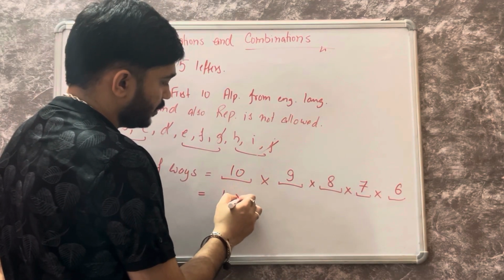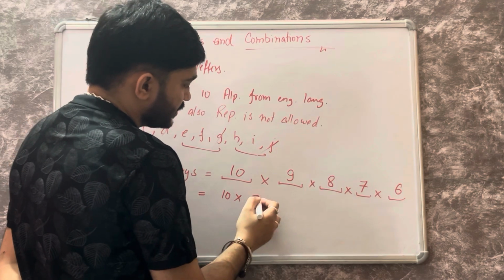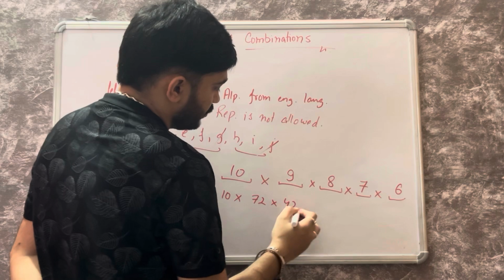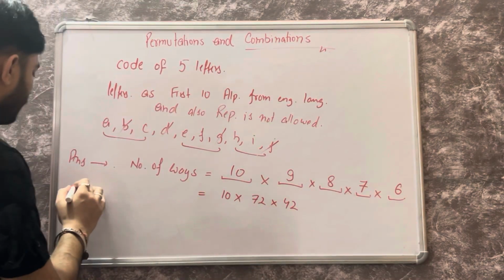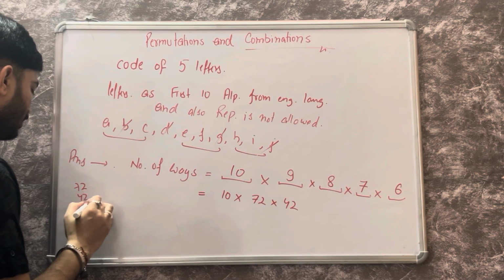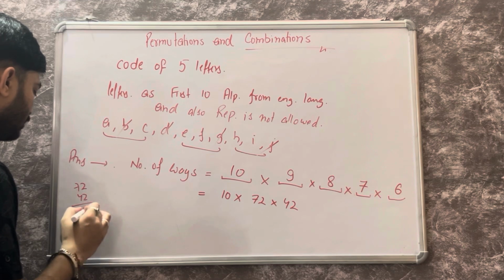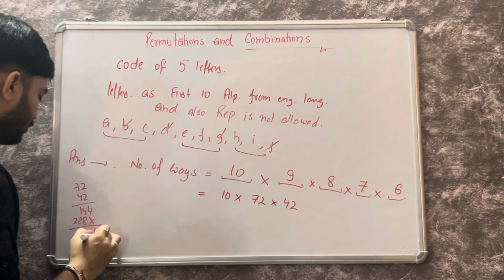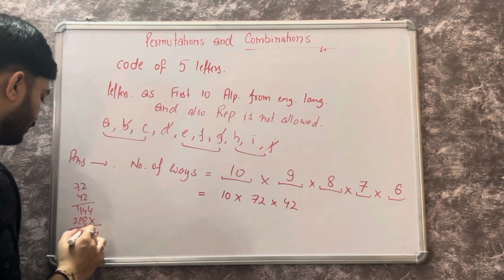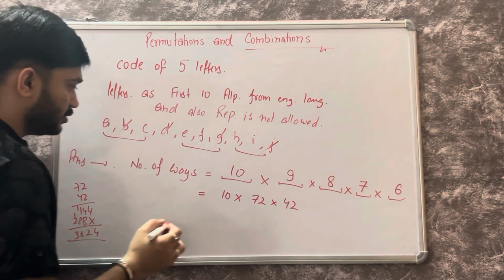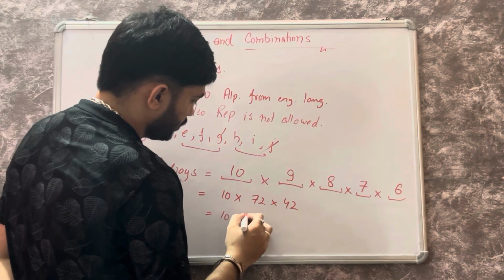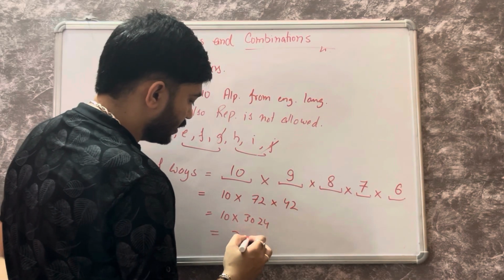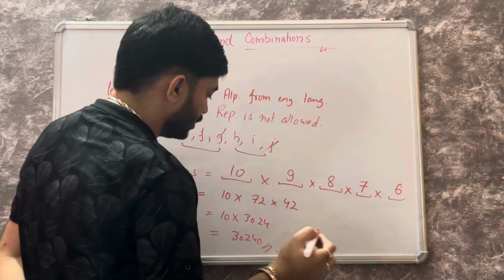So the answer is going to be 9 into 9, 8 is 72, into 6, 7 is 42. Multiply this 72 into 42, you will get 3024, and after multiplying this you will get 30240 as your answer. Any doubt?